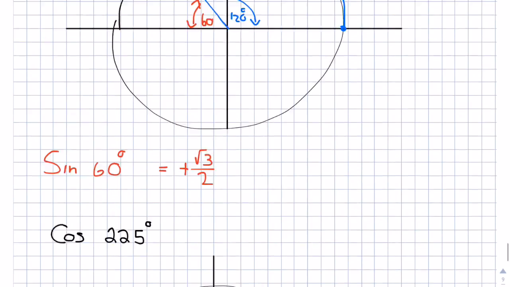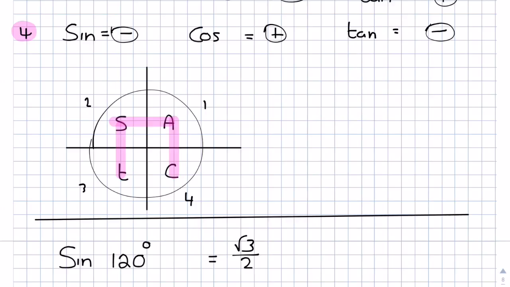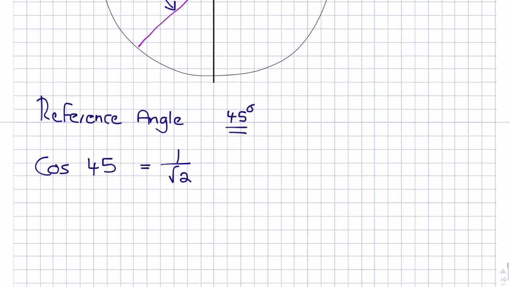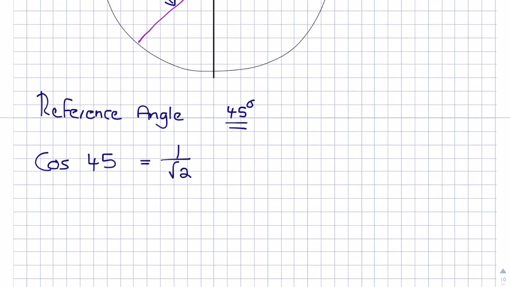So in quadrant 3, the only thing that's positive in quadrant 3 is tan. We're not getting tan, we're getting the cosine. So cosine must be negative in quadrant 3. So our answer for the cosine of 225 will be the same as the cosine of 45, but in quadrant 3, so it'll be negative 1 over root 2.